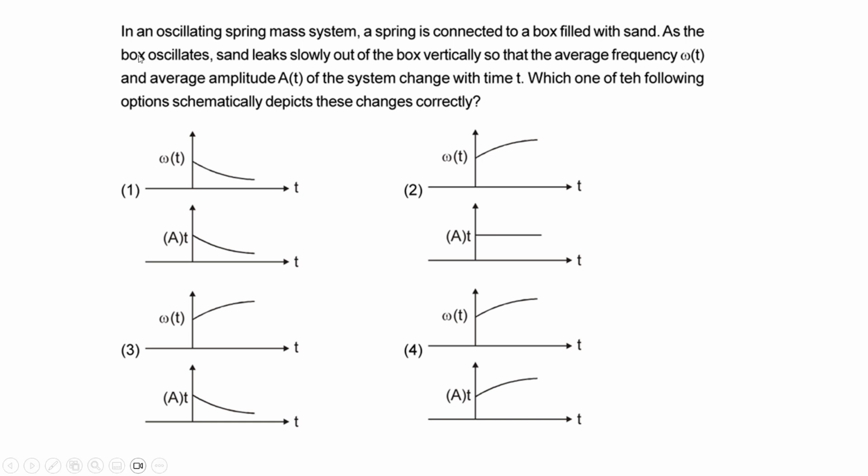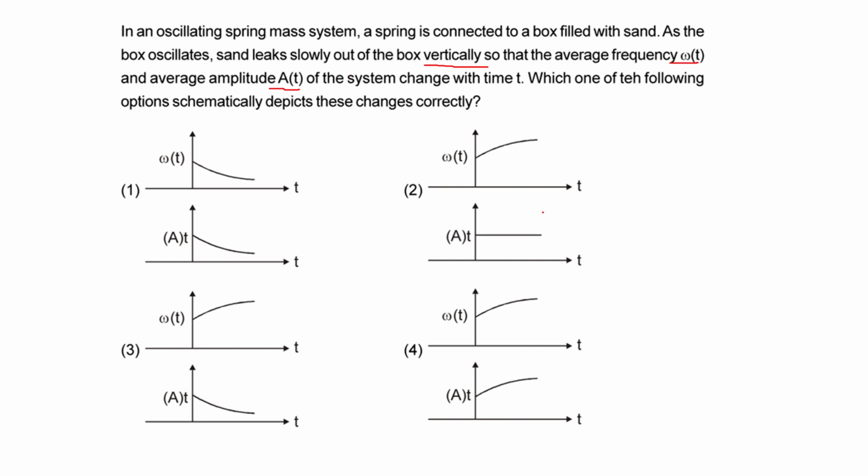This was the question which was asked in NEET 2025. The question says that in an oscillating spring mass system, a spring is connected to a box filled with sand. As the box oscillates, sand leaks slowly out of the box vertically. Now this word vertically is very important because this has been interpreted in a very wrong way. So continuing with the question, we have to find the frequency omega(t) and the amplitude A(t) of this system.